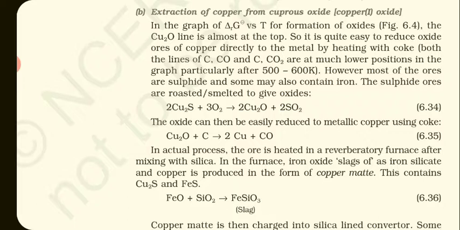Similarly, copper can be obtained by extraction of copper from copper oxide or copper 1 oxide, that is copper pyrite. Cu2S is called copper pyrite. We'll see this in the next video.